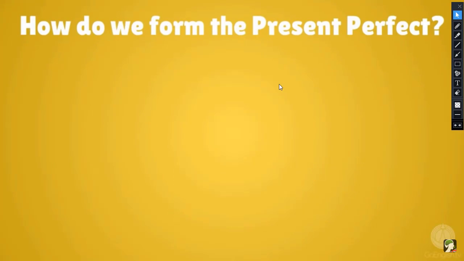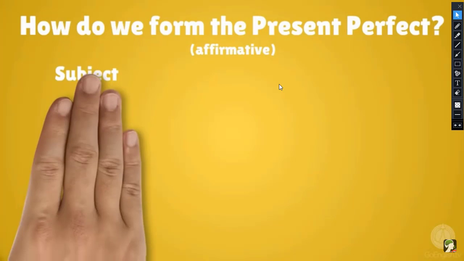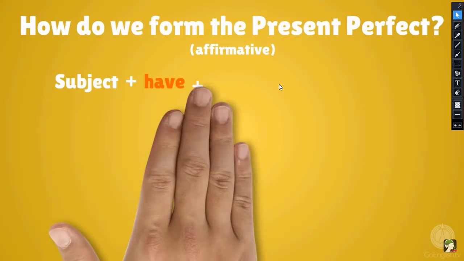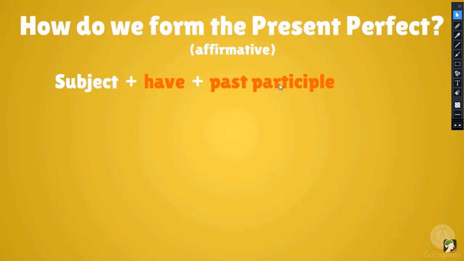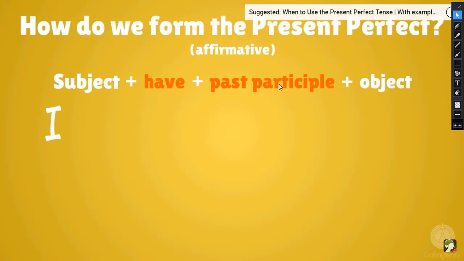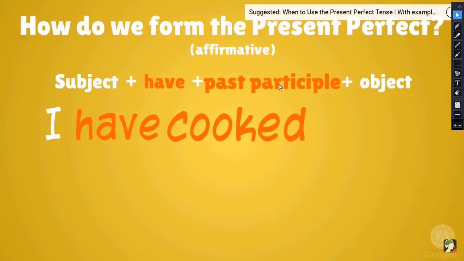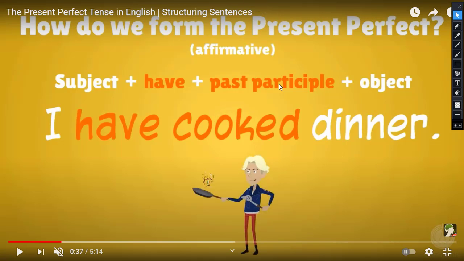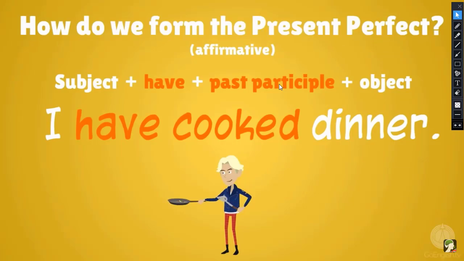How do we form the present perfect tense? In the affirmative, we use first subject plus have or has plus past participle, plus the object. Such as, I have cooked dinner. Notice here we have two types of verbs. Regular verbs, and we just add ed to the verb, like I have cooked dinner.